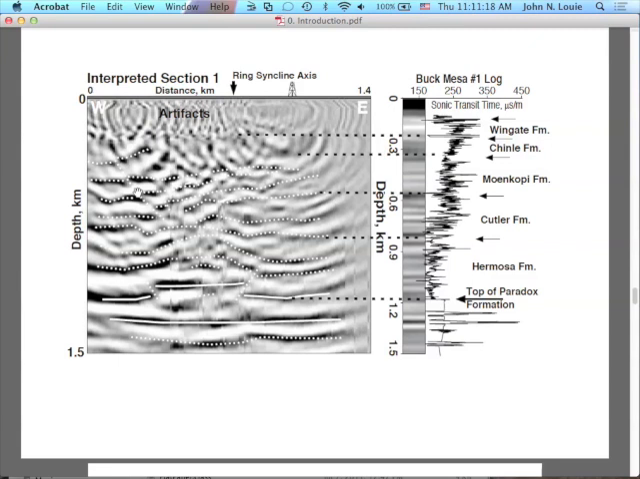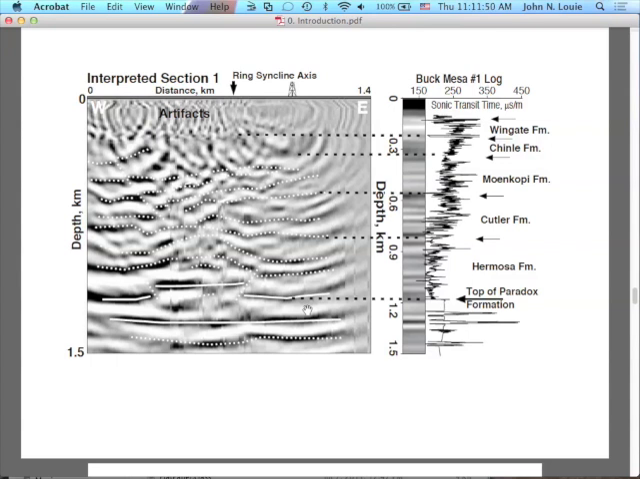And that's exactly what we're seeing here. And you can see that where the well is, we can match the reflectivity pretty nicely. At least this is one of the better log ties that I've been able to make to my data sets. Just a comment: it looks too high at frequency log.